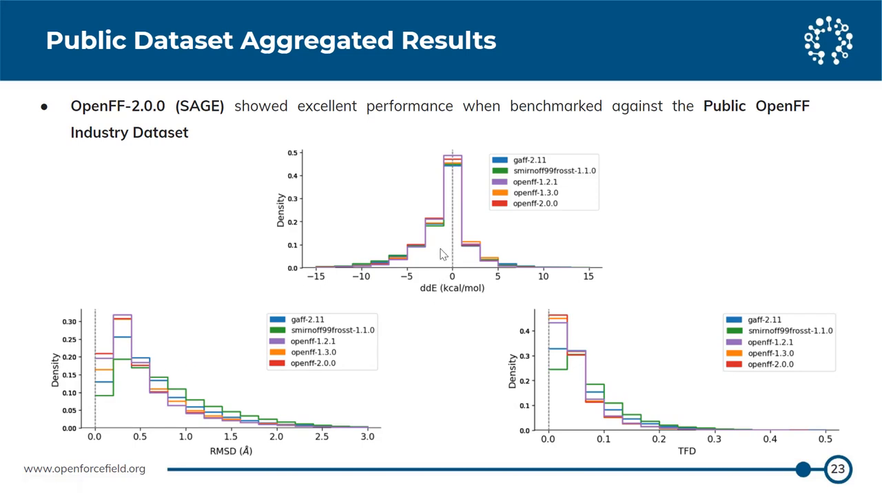Whereas in terms of delta-delta-E, we do see relatively good performance of SAGE, because as we go from Parsley 1.2 to 1.3, there is a slight regression in performance. But again, going from 1.3 back to SAGE, it seems that this regression has been solved and things have finally also improved.